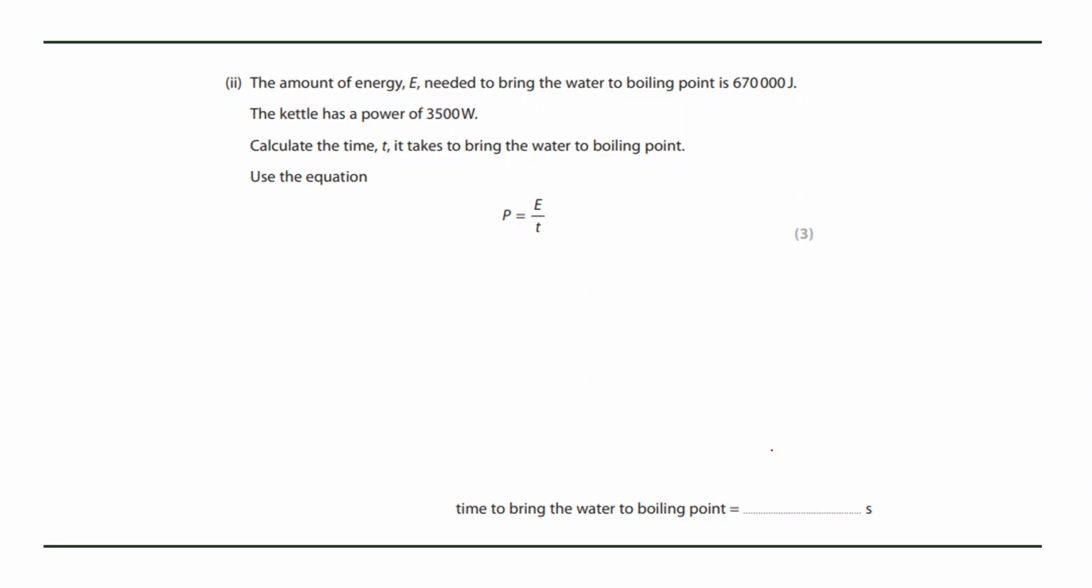So you might have thought, well, didn't we just calculate that? No, we didn't calculate to boiling, it's 50 degrees. Boiling point is 100. That's why it's bigger. Calculate the time T it takes to bring the water to boiling point and use the equation. Right, then we're rearranging. It's 3 marks, so you're going to get some rearranging.